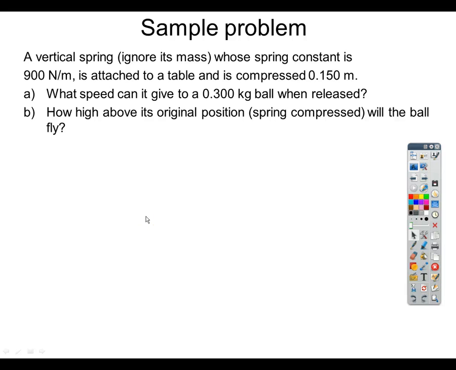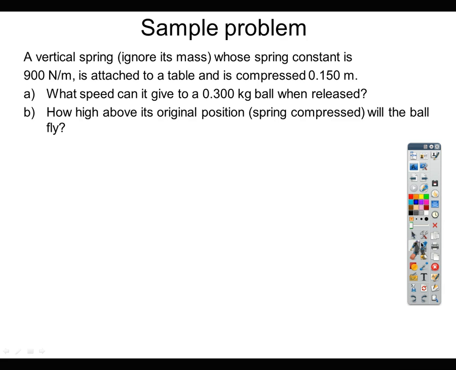This is the second of four spring problems. In this one you have a vertical spring. We don't worry about its mass. If we have to calculate it and use its mass, this will change the problem greatly.